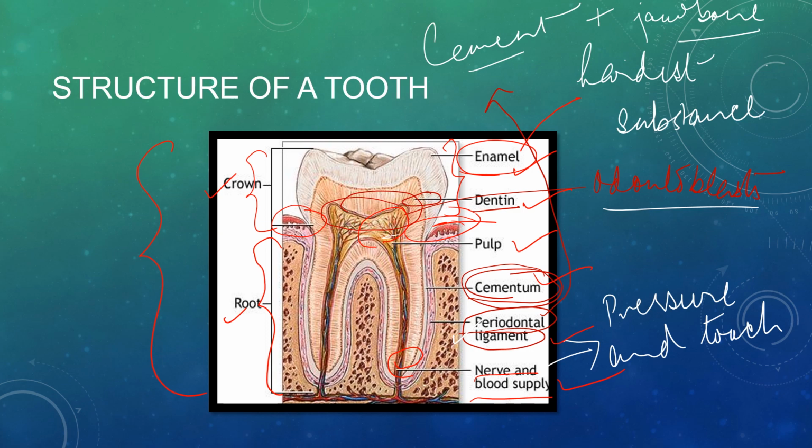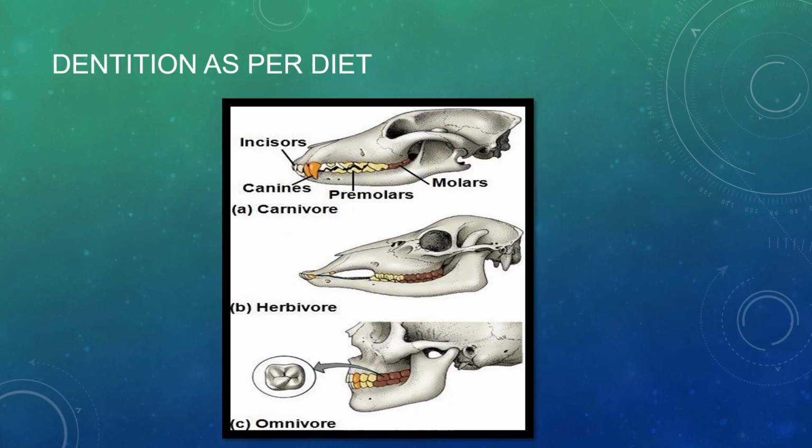Now let us move on to the next one. Here, dentition as per diet. Dentition in animals is based on their feeding habits. If we compare the dentition of herbivores, carnivores and omnivores, first let us see the carnivore. This is the skull of a carnivore, like dogs and cats. How is their dentition?